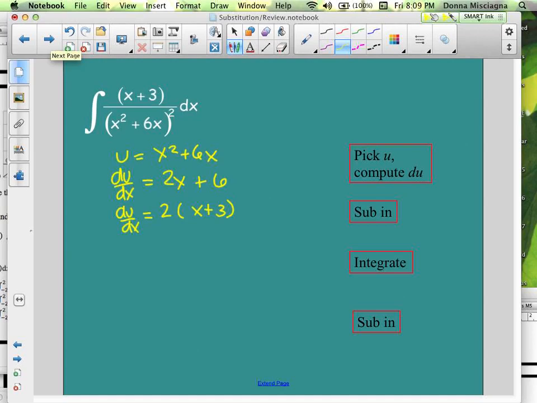All right, so let's multiply both sides by dx, and let's divide by 2, because the 2 needs to be on the other side. All right? So 1/2 du can cover my x plus 3 dx. So this part here is being accounted for with a 1/2 du. The part in the denominator there is being taken care of with u. So we're going to have u to the -2. I'm going to pull that 1/2 out right from the beginning. So I've got 1/2 the integral, and I've got u to the -2 power du.